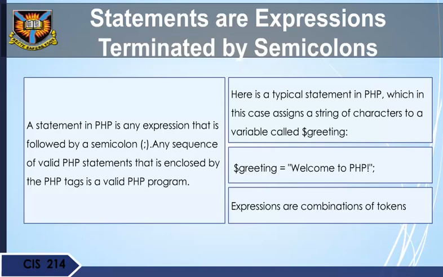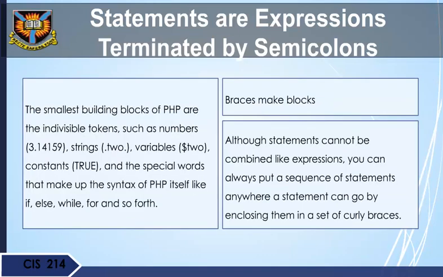Expressions are combinations of tokens. The smallest building blocks of PHP are the indivisible tokens such as numbers, 3.14159, strings, variables, constants, true, and the special words that make up the syntax of PHP itself, like if, else, while, for, and so forth.